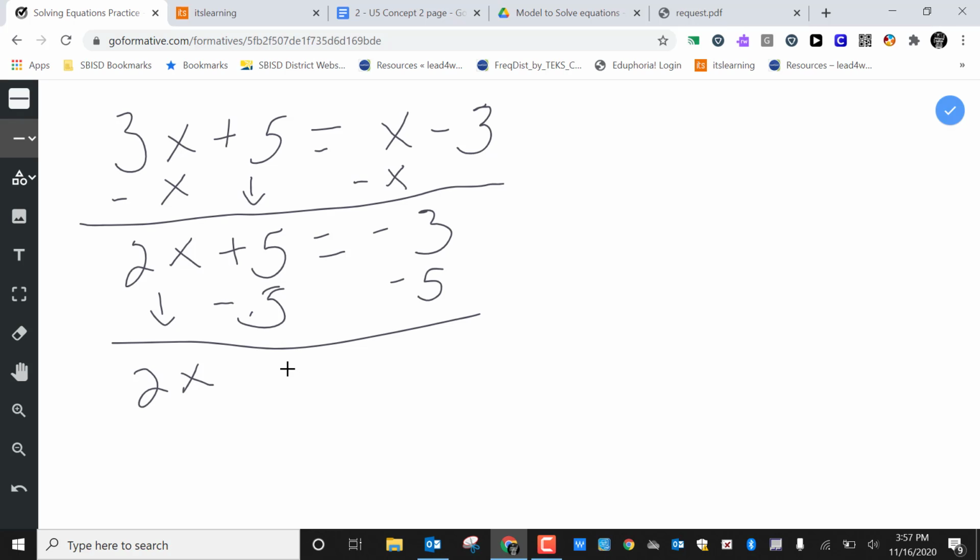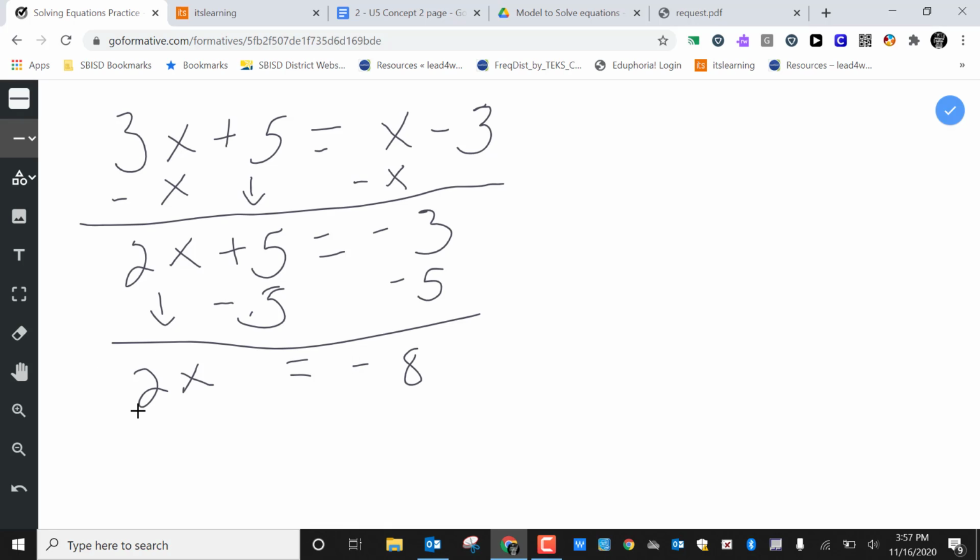5 minus 5 is 0, so that cancels out. So 2x equals, now make sure you're using a calculator, and I would put in negative 3 minus 5. Negative 3 minus 5, if I put it into the calculator, we get negative 8.